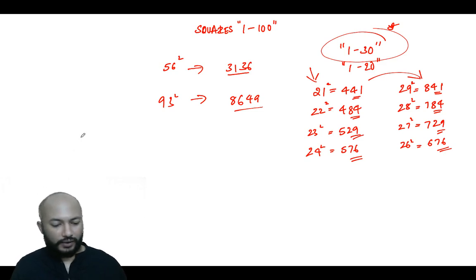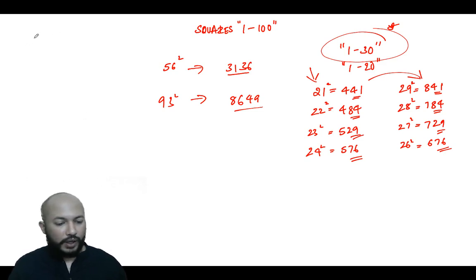Let's go with the technique now. There are three categories. Understand this carefully. You might feel that to remember squares from 1 to 100 there are further three categories. I need to remember squares from 1 to 30. Guys, even if you don't want to master this technique, you have to remember squares from 1 to 30. All right, let's first of all understand that.